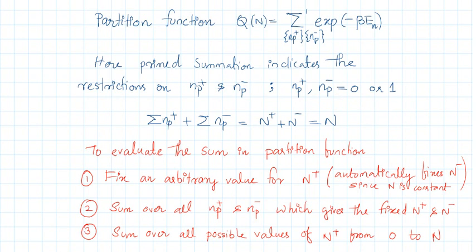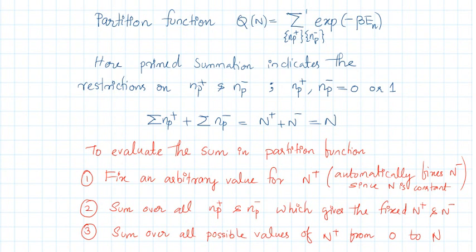Also, Np plus, if you sum over all the momentum values, you should get capital N plus. Np minus, if you sum over all the momentum values, you should get capital N minus. And the sum of N plus and N minus will give you the total number of particles in the system. So Np plus and Np minus should satisfy these two conditions. This primed summation means it is a constrained summation, with these two constraints.